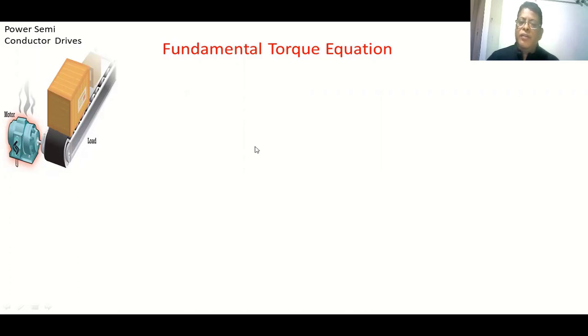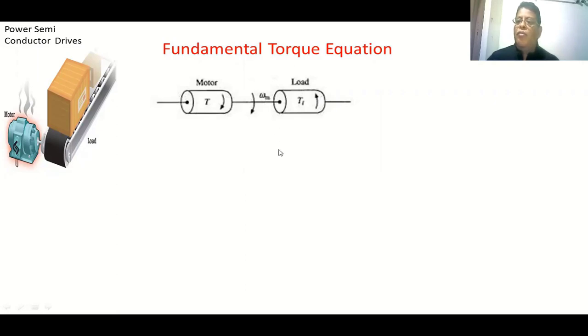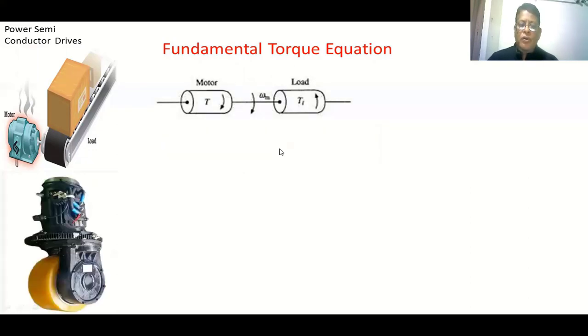Now the same thing, if you represent it in a block diagram: this is the motor, this is the direction of the torque, and this is the load which is applying opposite torque to the generated torque. This is the speed, omega m, which is the speed of the motor. Now this is one more example where the motor is driving a wheel.